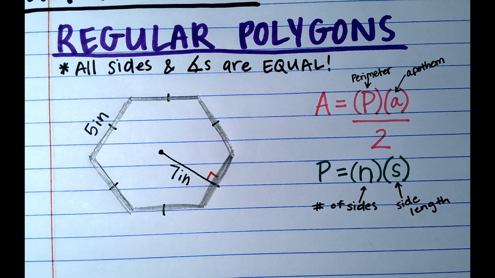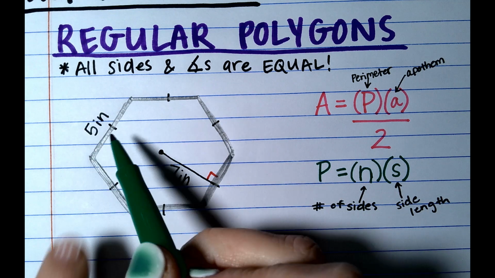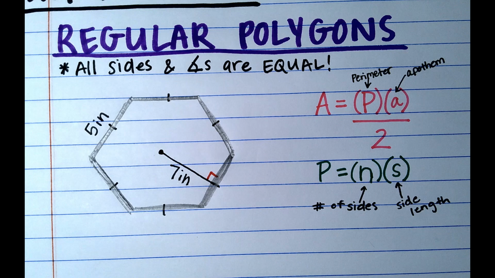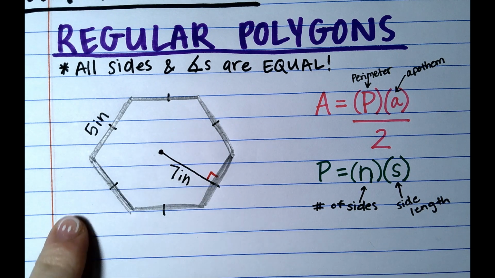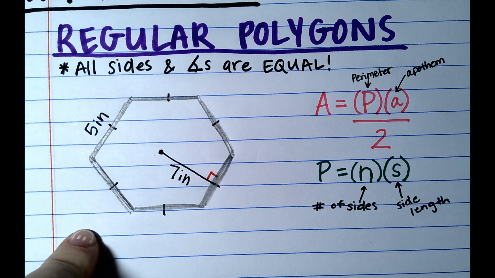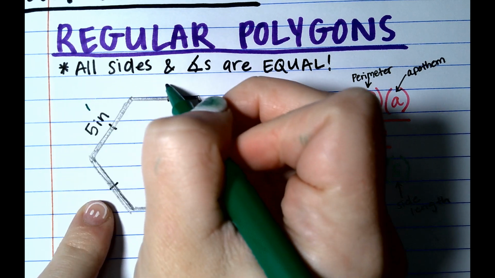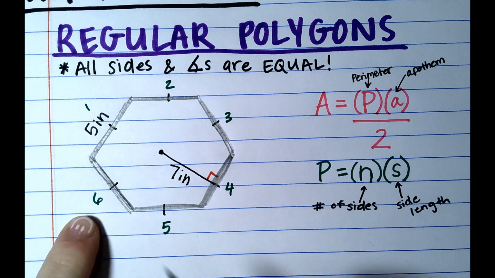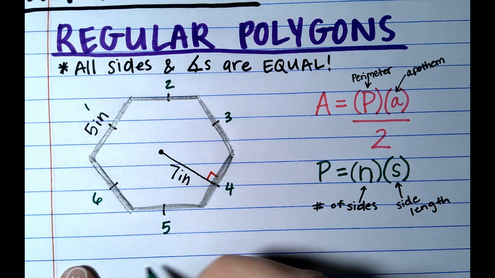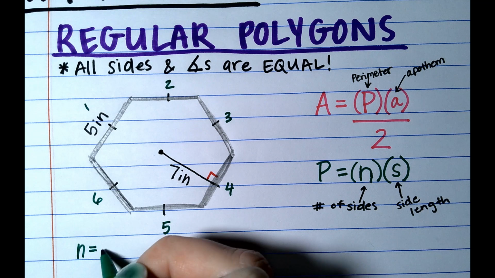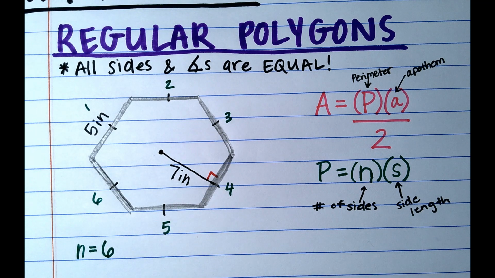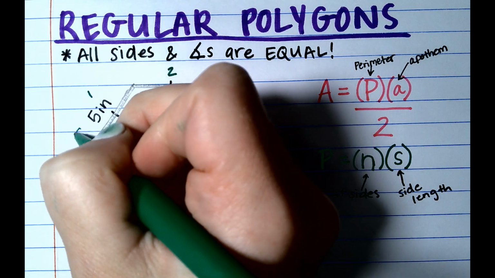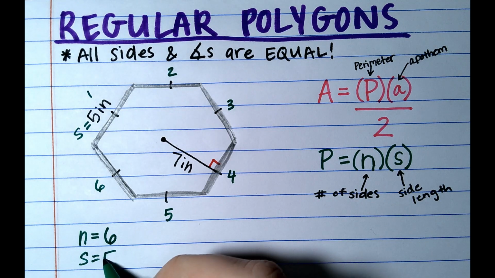And I don't think it's ever a bad idea to do this. I always tell people, as you count your sides, it's not a bad idea to mark the number you're on, because it is so easy to accidentally put one number too high or too low. So I've got 1 side, 2 sides, 3 sides, 4 sides, 5 sides, 6 sides. Okay, so I know my N is 6, and S, side length, what is that? 5 inches. So S is 5.